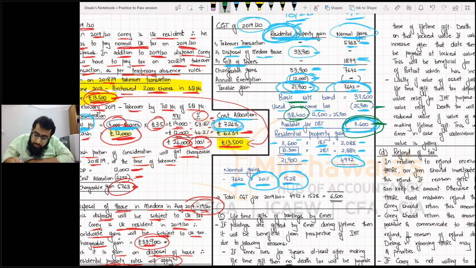11,600 at 18%, first charging tax on the residential property gain. And then on the remaining gain, the rate of tax is 20%. On normal gains, the rate of tax will be 20% because they are going into the higher rate band. Okay, I hope Junaid, you have got the point.